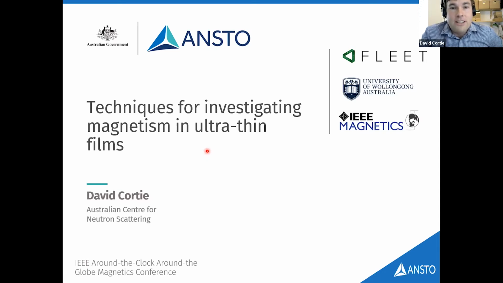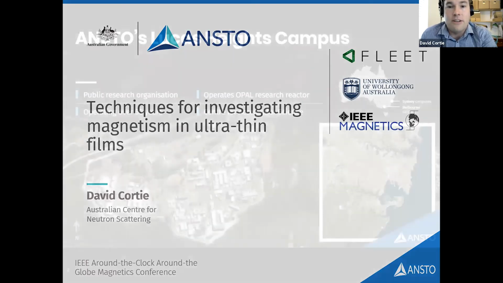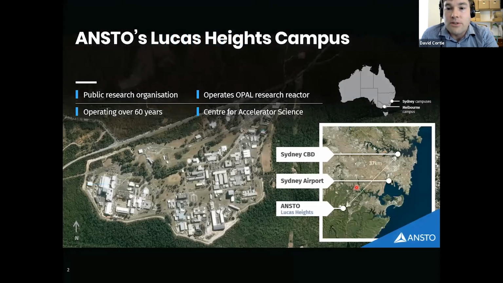So as mentioned, I'm from the Australian Nuclear Science and Technology Organization. We're on the east coast of Australia, about 40 kilometers south of Sydney. This is a very beautiful part of the coastline. You can see the Royal National Park full of trees and wildlife, and we're just on the edge of that. ANSTO administrates and runs the only nuclear reactor in Australia, which is a research reactor called Opal.